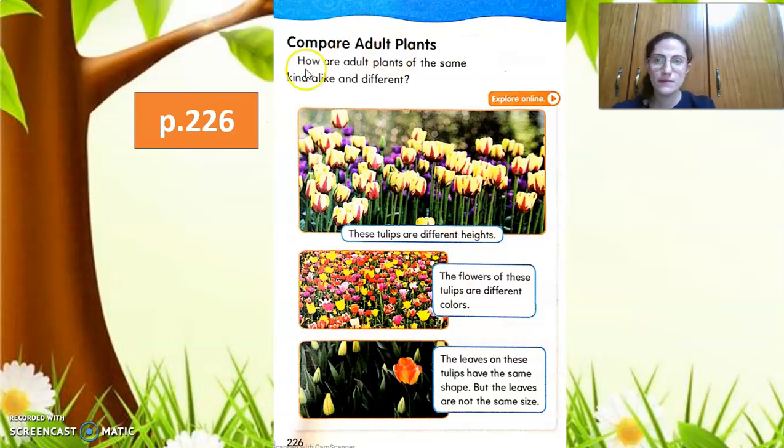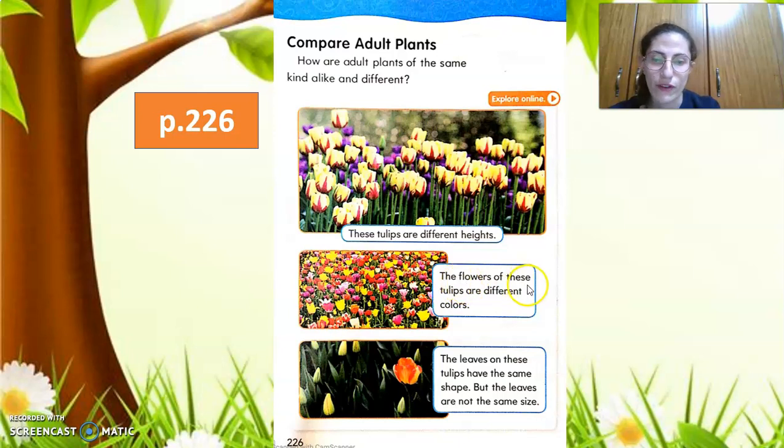Compare adult plants. How are adult plants of the same kind alike and different? These tulips are different heights. We could see that they are different heights, okay? But they are all tulips. Why? Because they have the same parts, the same shape of the flower, the same shape of the stem, the same shape of the leaves. Clear, but different heights. Some are taller, others are shorter.